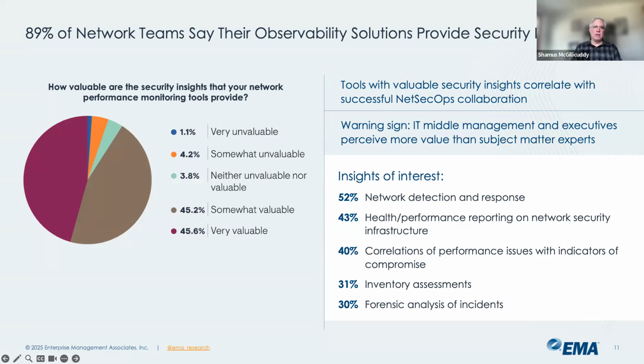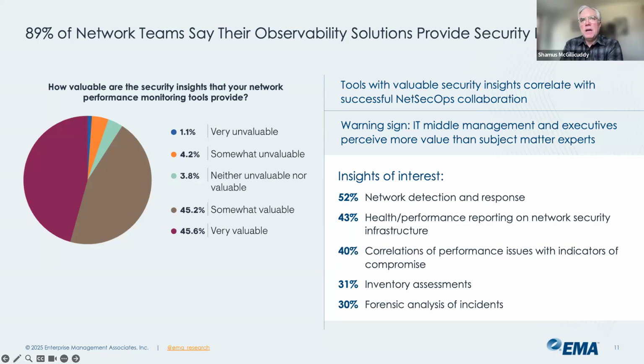And in terms of security insights coming out of NetOps tools, the biggest one that was of interest was network detection and response, being able to see patterns of behavior, applying some analytics and AI to that to diagnose what might be going on from a security perspective. And I noted also number 2 here, health and performance reporting on network security infrastructure is an important security insight for a lot of people. Also, correlations of performance issues with indicators of compromise is another big one.